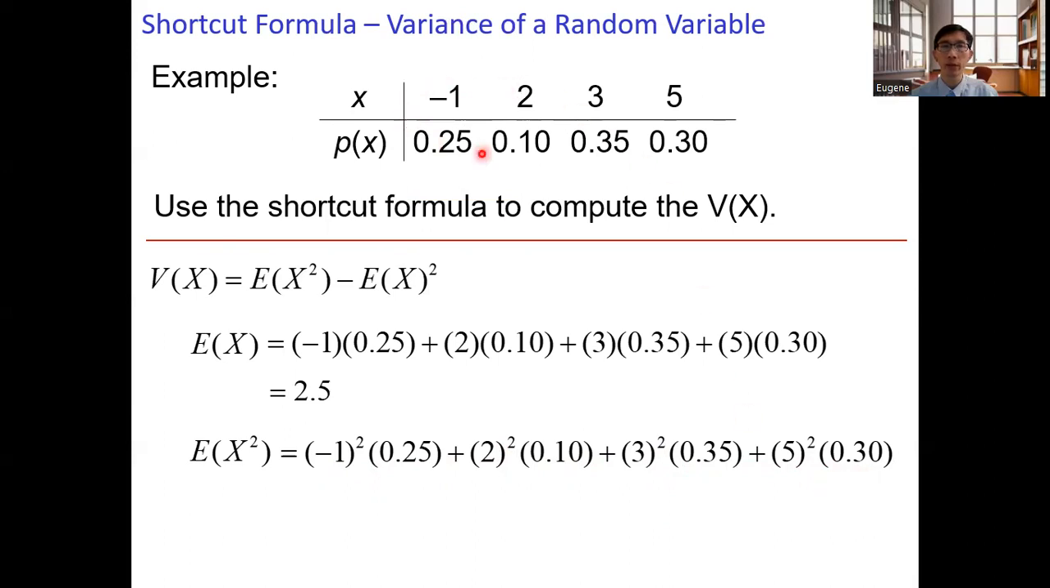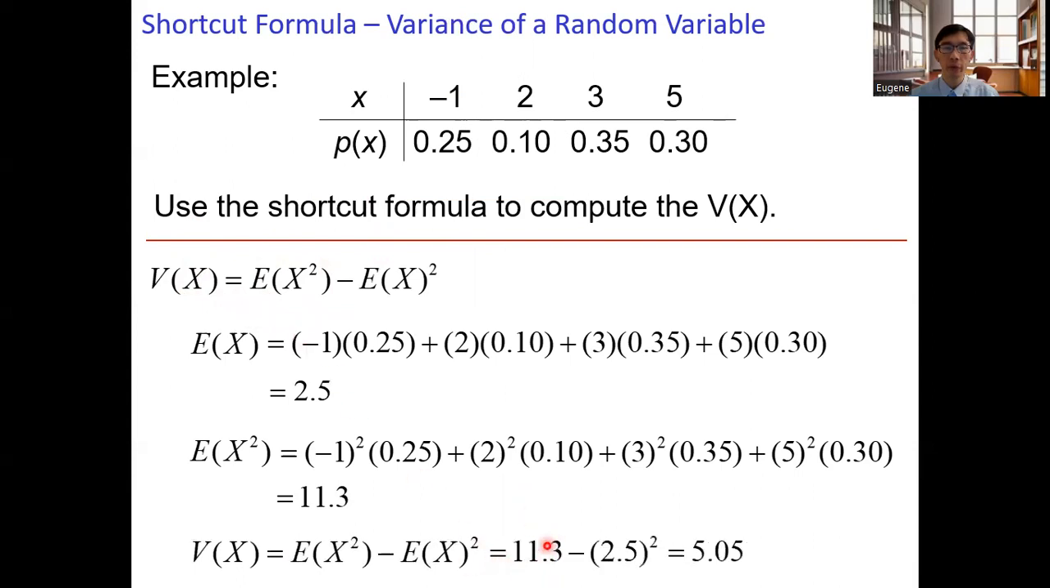For each possible value of X, we take the square and then multiply by the associated probability. Upon calculation, we get the expected value of X squared is 11.3. And then apply the shortcut formula. The variance of X equals 11.3 minus the square of 2.5, which is 5.05.